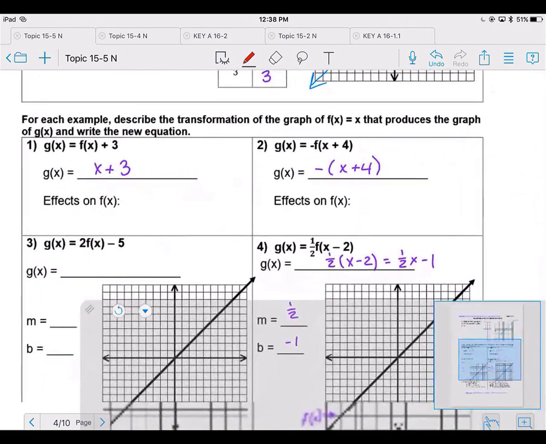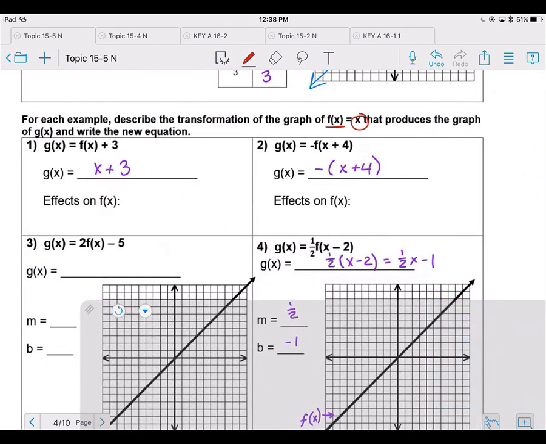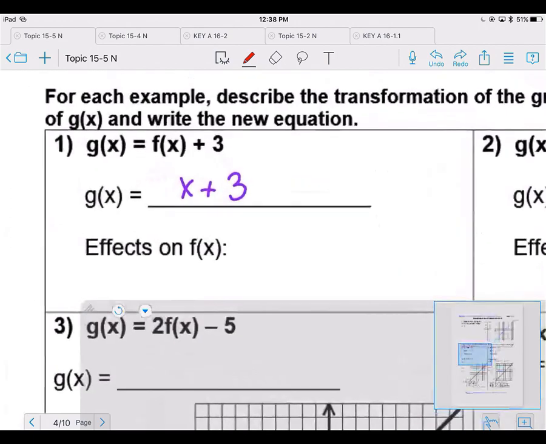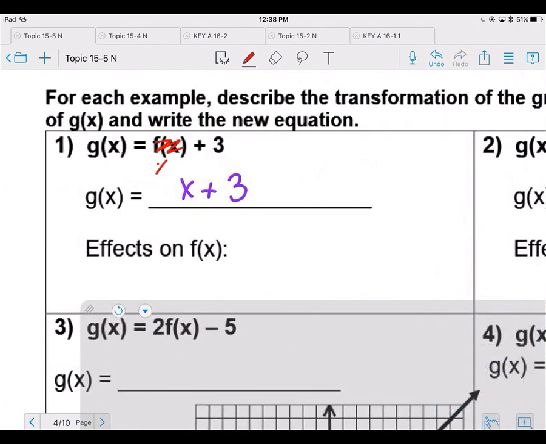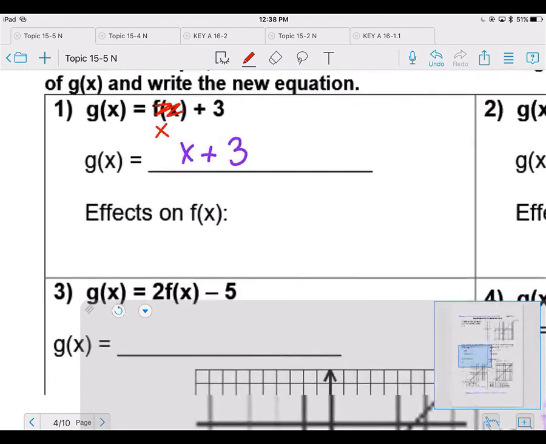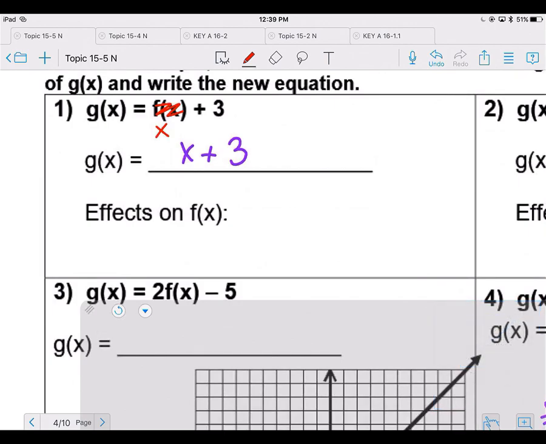So for this, they're asking us to replace f of x with just x and write the new equation for g of x and explain what's happening. So for problem 1, we take f of x and we replace it with x, so that is just x plus 3. Again, we're talking linear today, not quadratic, so we will not need a squared today specifically. This effect, if we add 3, means that it will move up 3 because it's a plus 3 in the back, so basically a k value.